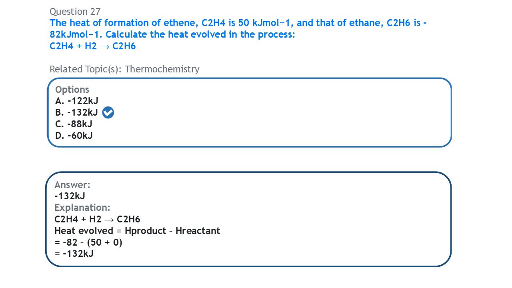The heat evolved is going to be the heat of the product minus the heat of the reactants. The heat of formation of ethane is -82 kilojoules, minus, in brackets, the heat of formation of ethene, C2H4, which is 50 kilojoules. We take the heat of formation of hydrogen to be 0. So we have -82 minus, in brackets, 50 plus 0, that's 50. -82 minus 50 will be -132 kilojoules.